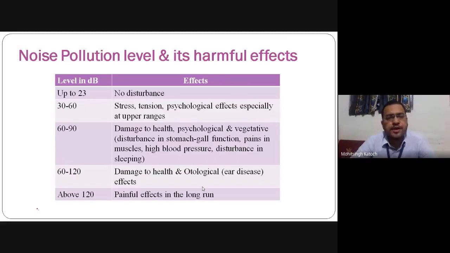If the noise pollution range is between 60 to 120 decibels, there is serious damage to health and otological effects can be clearly seen in human beings. Otological effects means ear diseases. If the noise pollution level goes beyond 120 decibels, there are painful effects in the long run. That is, temporary or permanent hearing loss can also occur in human beings.